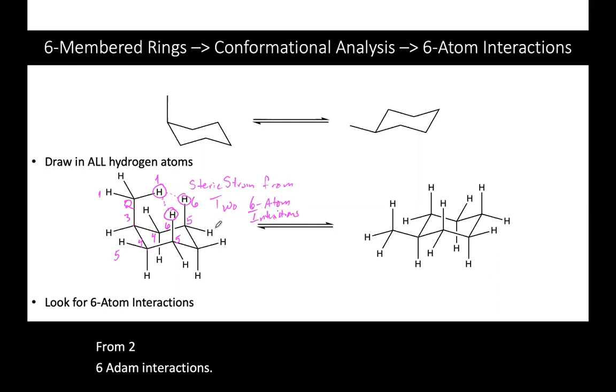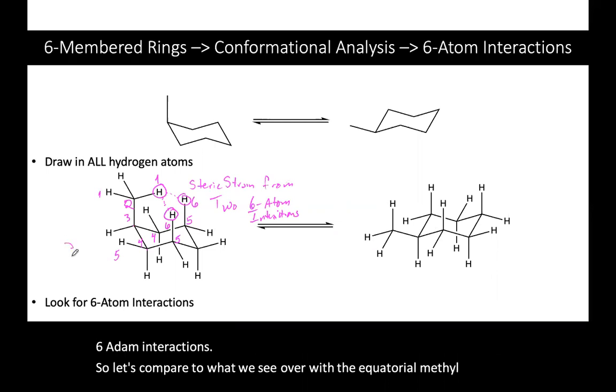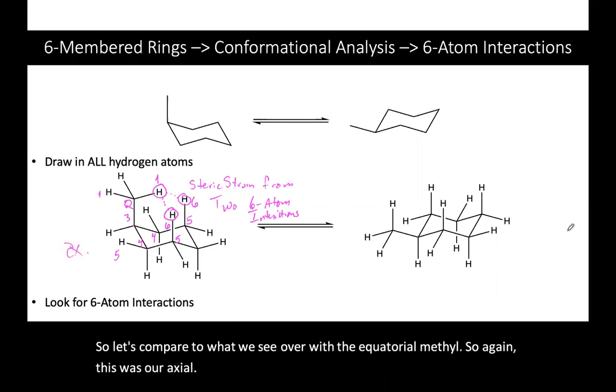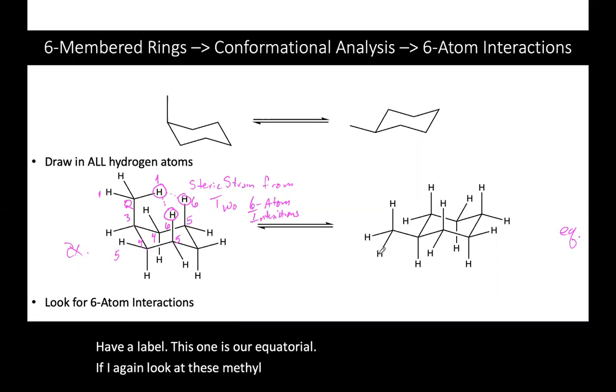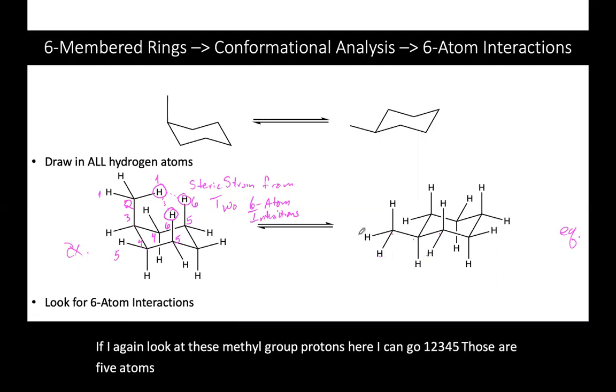So now let's compare that to what we see over with the equatorial methyl. So again, this was our axial, and we'll label this one as our equatorial. If I again look at these methyl group protons here, I can go 1, 2, 3, 4, 5. Those are 5 atoms apart. They're just fine. 1, 2, 3, 4, 5.